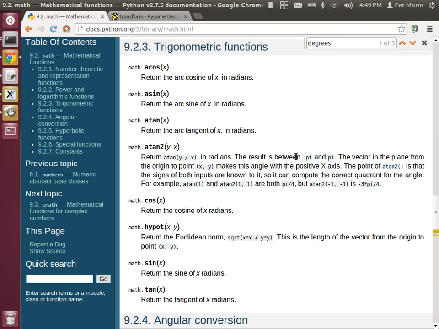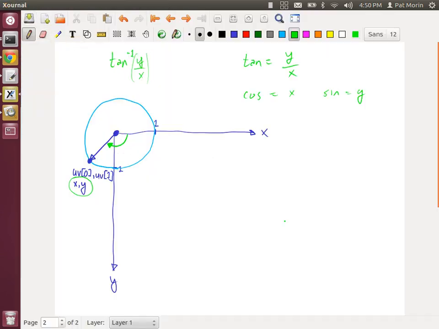Okay. So it's really important to read the documentation carefully here. This says it returns atan of y over x in radians. The result is between minus pi and pi. And it's the angle the vector in the plane from the origin to xy makes with the positive x-axis. So that's what we want. And the point of atan2, the reason it exists instead of just atan, is that since you know the sign of both inputs, it can handle vectors in any quadrant.